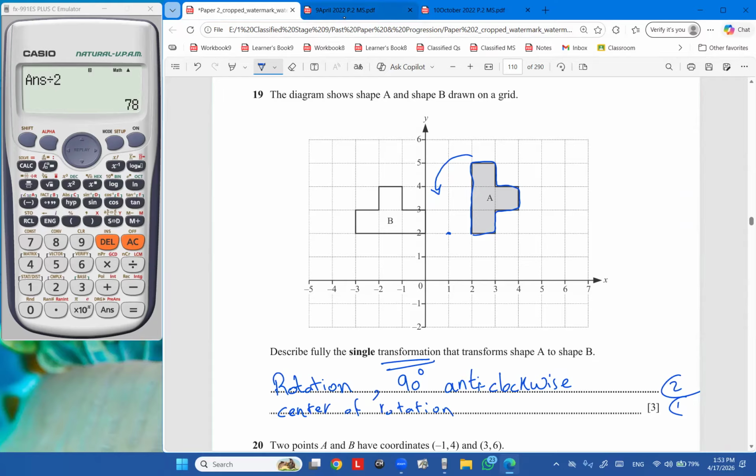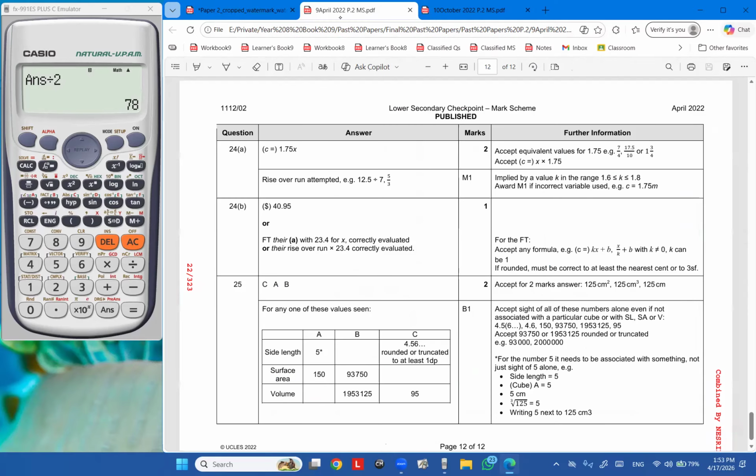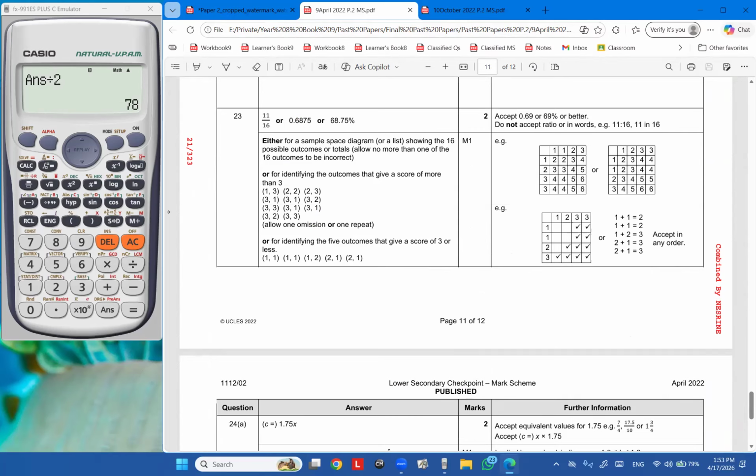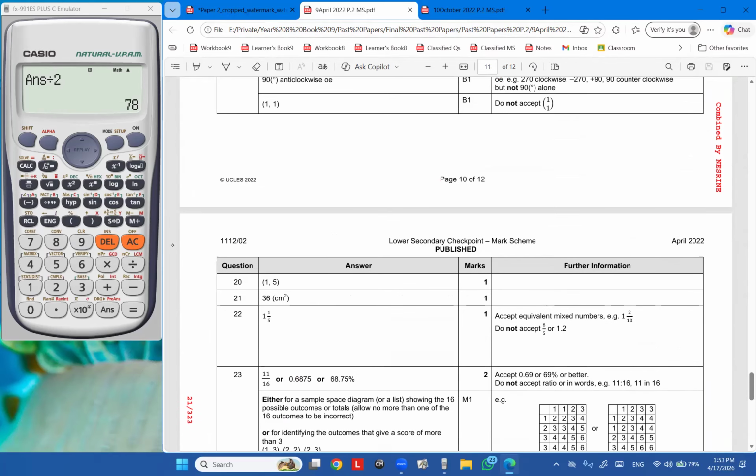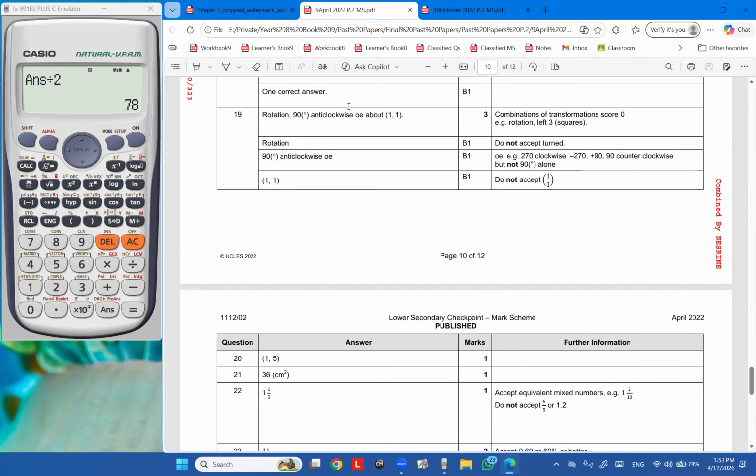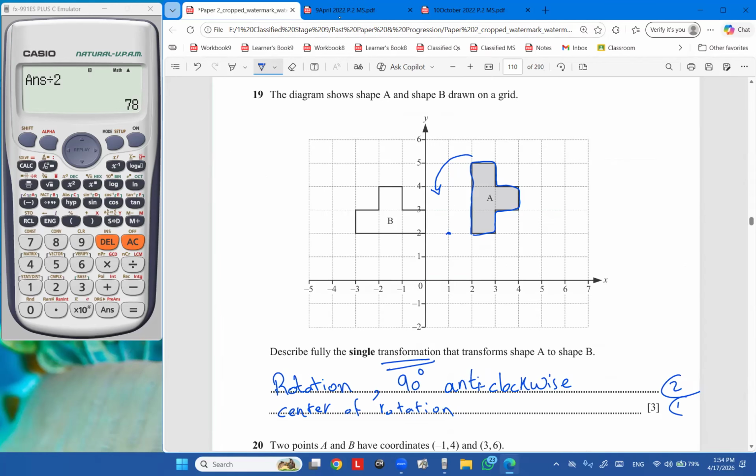Let me get the mark scheme here and check it, because I don't have a tracing paper right now. I guess this is the exam, right? It is question 19 exactly. Rotation anti-clockwise about 1, 1. So it is not going to be here. It is going to be here.